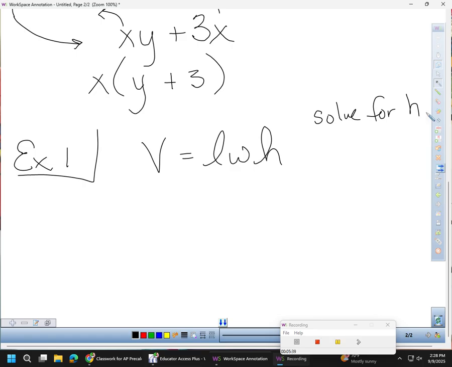Hey, you guys, listen. Look at what's happening. What are L and W doing to h? So how do I get rid of them? We're going to divide by L and W. Whatever I do to this side, I have to do to this side. So that means I have h equals V divided by LW.